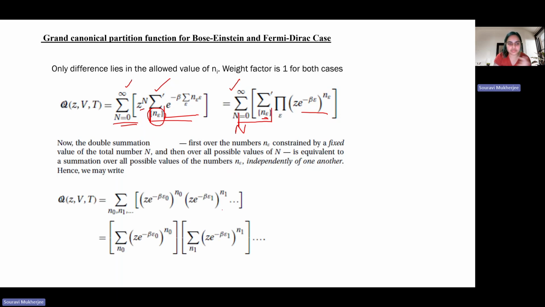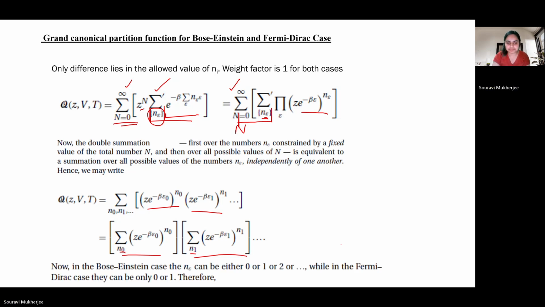So what you can therefore write is something like this. This is the same as doing these two summations, okay. Now you are doing a summation over all possible values of N epsilon, and then you have multiple such products. So you can write it as summation over N epsilon Z. This is your first term, then you have the second. Here N0, N1, the values that it can take depend on what kind of particle we are talking about, right? And then you can have many such products.